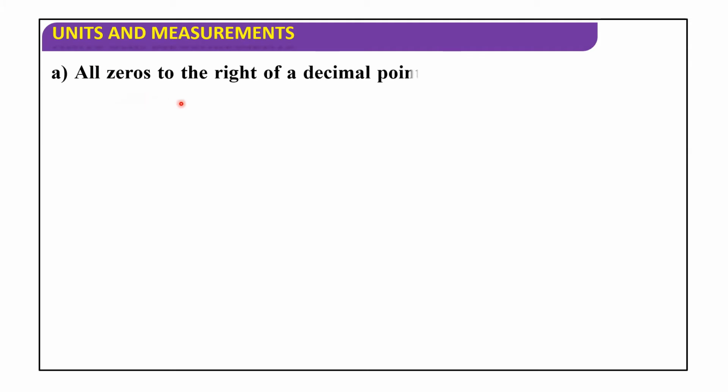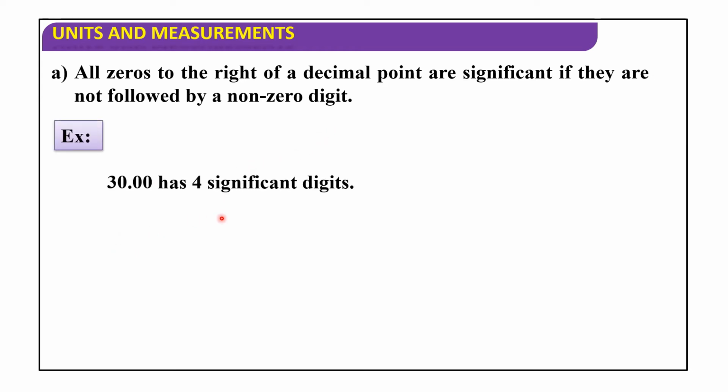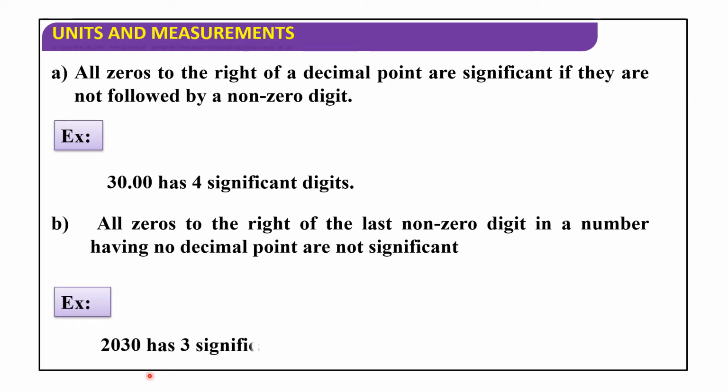See, all zeros to the right of a decimal point are significant if they are not followed by a non-zero digit. See this example, 30.00 has 4 significant digits. Next, all zeros to the right of the last non-zero digit in a number having no decimal point are not significant. Example, 2030 has 3 significant digits.